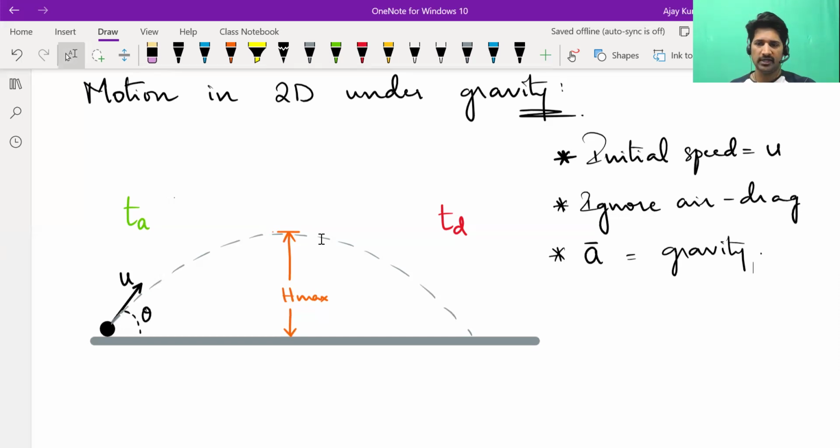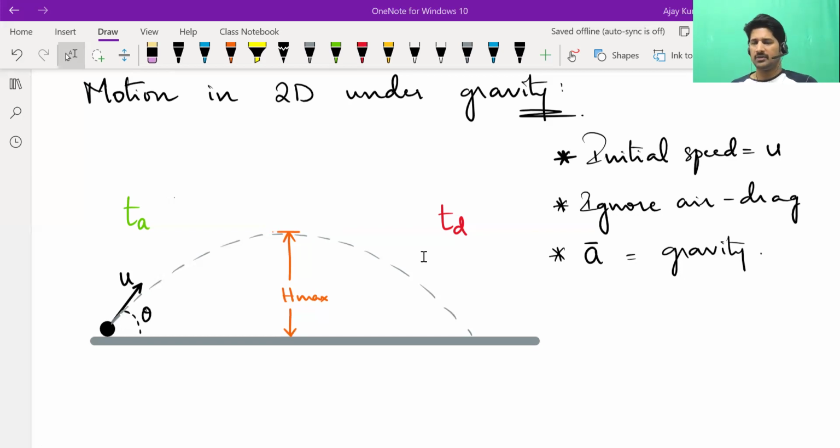We'll be using components. We discussed in the last class that the x components of velocity and acceleration dictate how the object moves along the x-axis. The y components of velocity and acceleration dictate how the object moves along the y-axis. Put them together, you will get to know how the object moves on the whole.